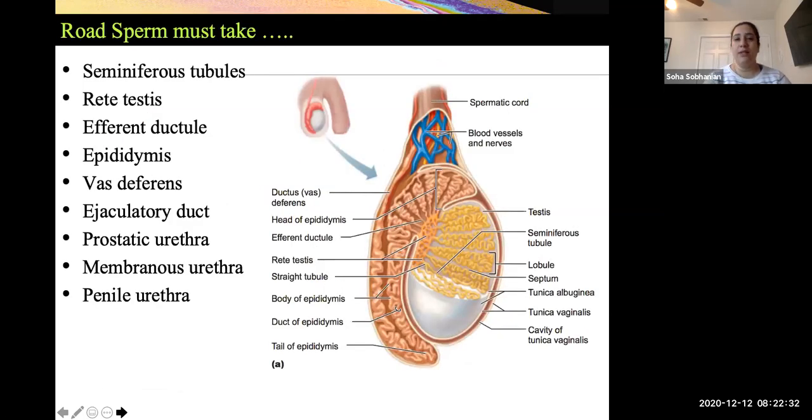Now let's say the sperm has been produced. Let's move on to the next path for the sperm. As the seminiferous tubules are finishing their job, they're passing the sperm to another duct set, which is merging the smaller ducts into a larger duct. These little tubes you see right here are called the rete testis. Then, as you go forward, the rete testis pass it to these tiny tubes, which are called efferent ductules.